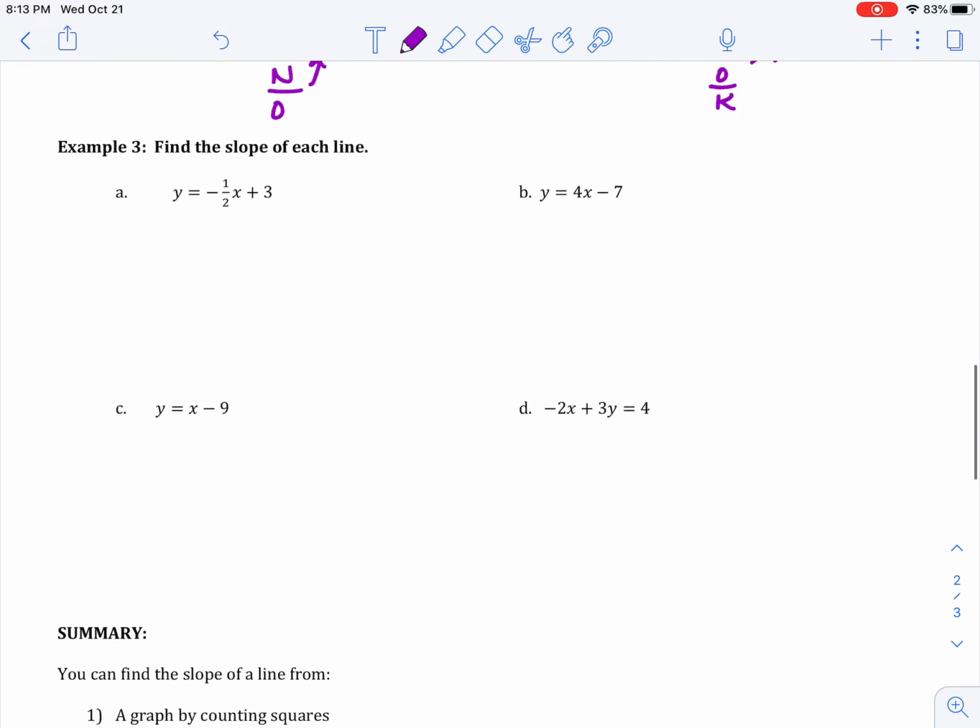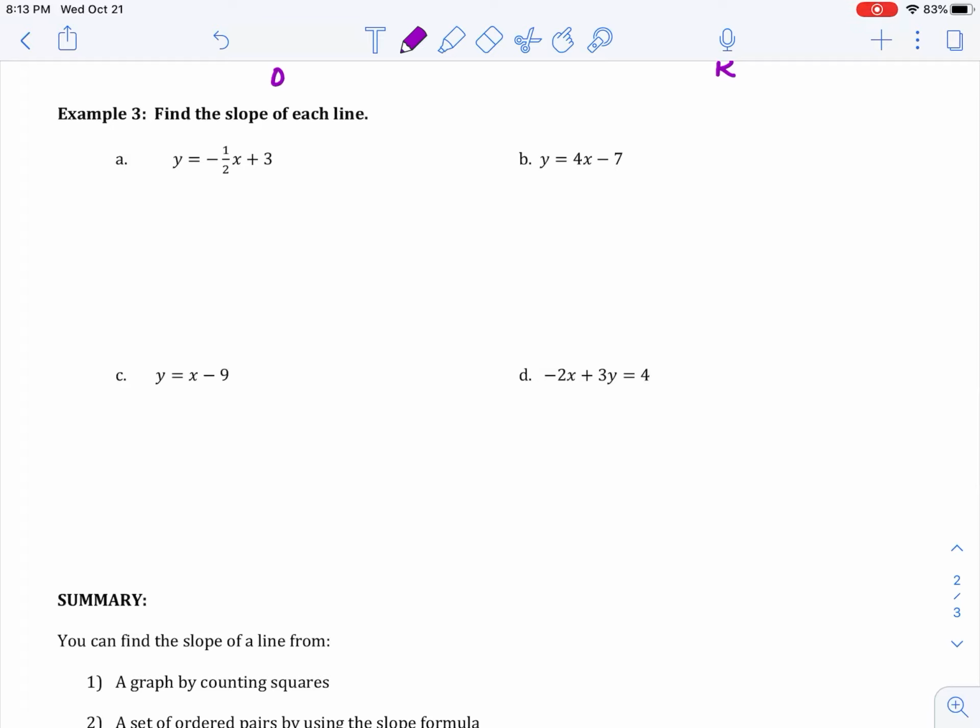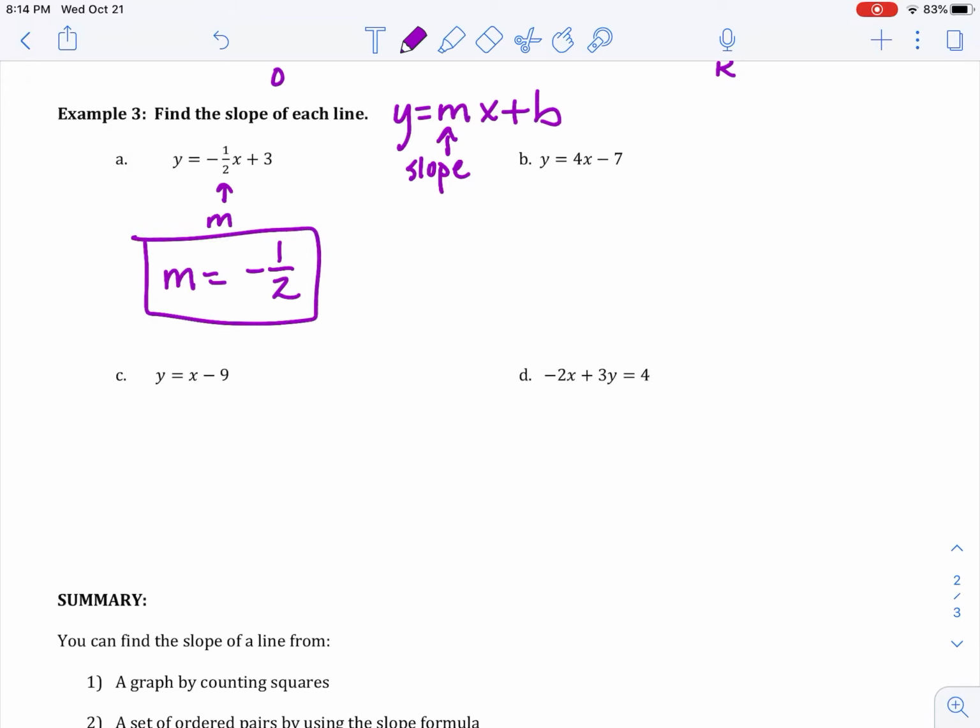The last thing we're going to remind you about is what happens if they give you an equation instead. So what we want to make sure is that we have our equations in what's called slope-intercept form, or y equals mx plus b form. If you have them in that form, then of course the m is where your slope is happening. So the first one, that's exactly what they did. They gave it to me in y equals mx plus b form. So this number right here is my m, right? That's my m. So my m is equal to negative 1/2.